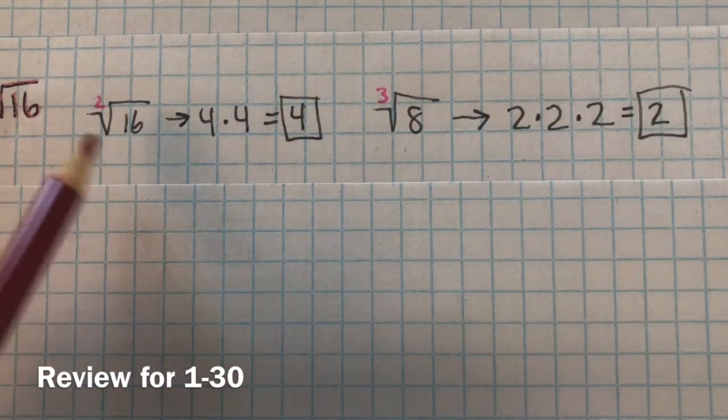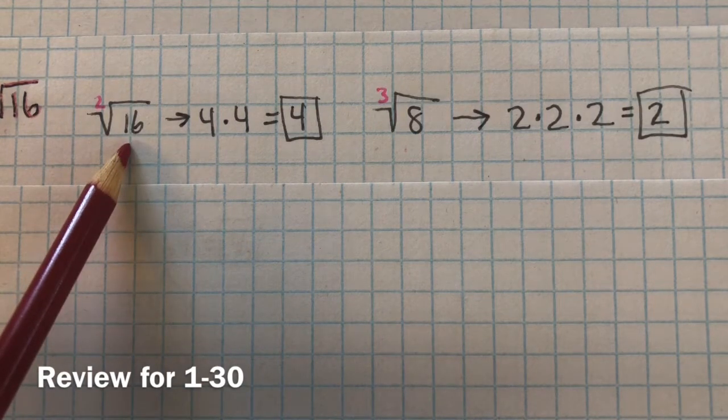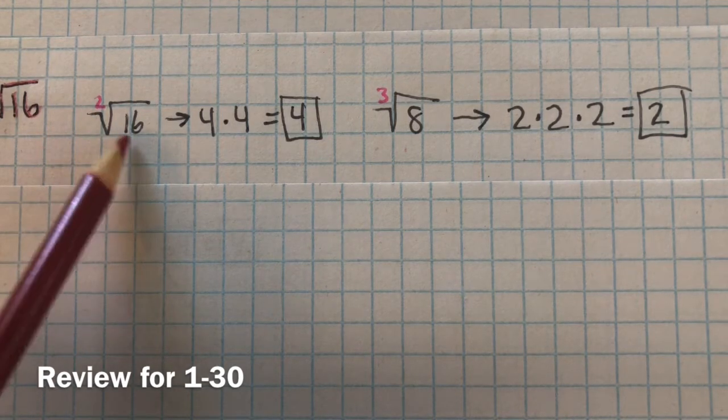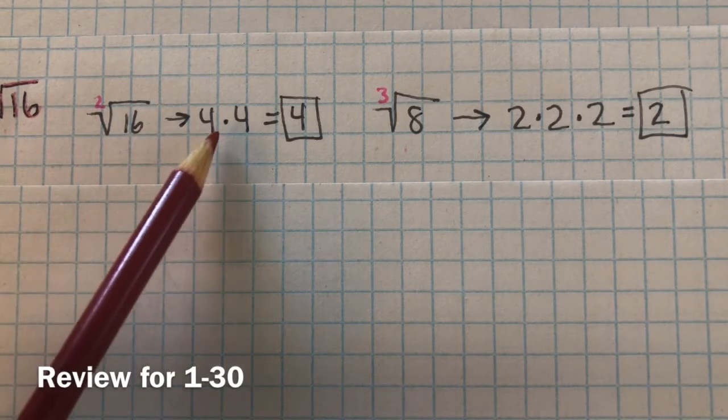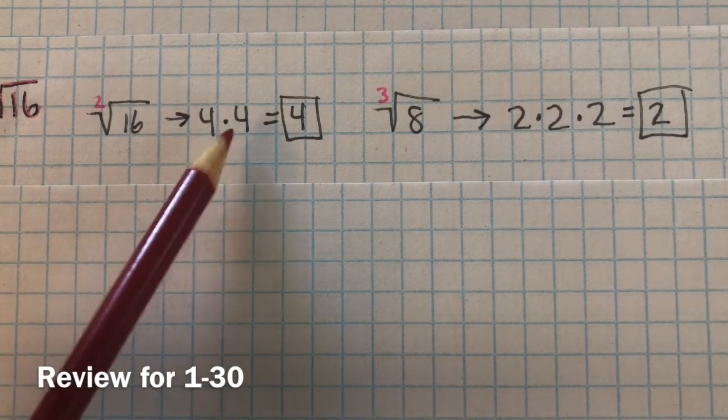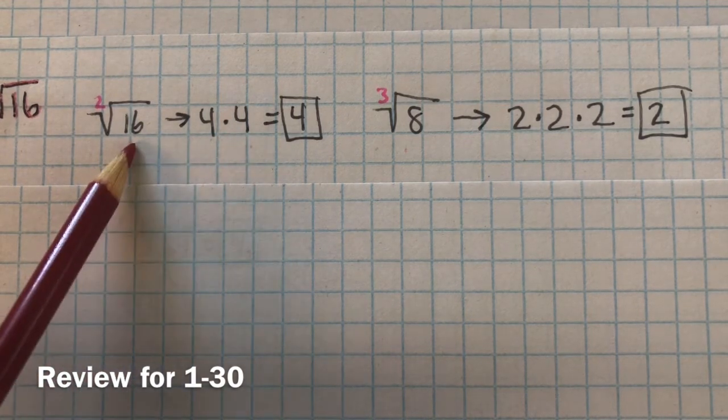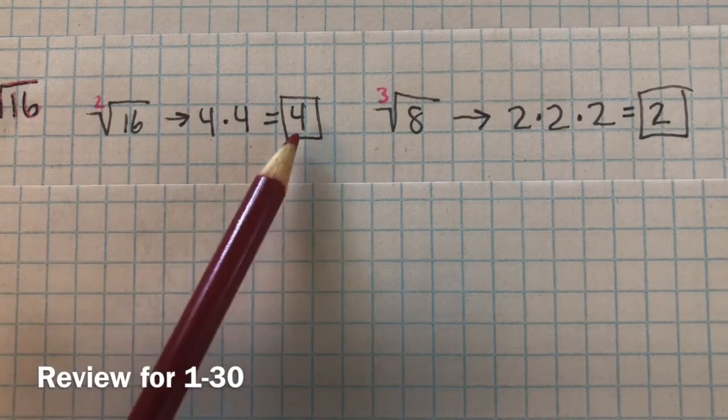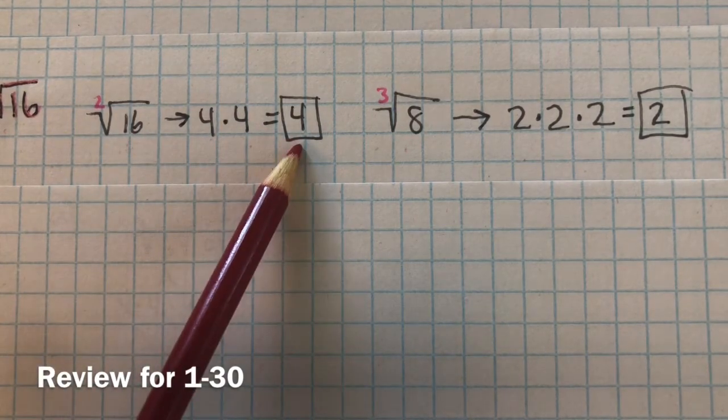Well, let's show what the square root is. The square root is what number multiplied by itself equals 16. So it's multiplied by itself 2 times. Well, when we factor this out, you get 4 times 4 would equal 16. So the square root of 16 is 4.